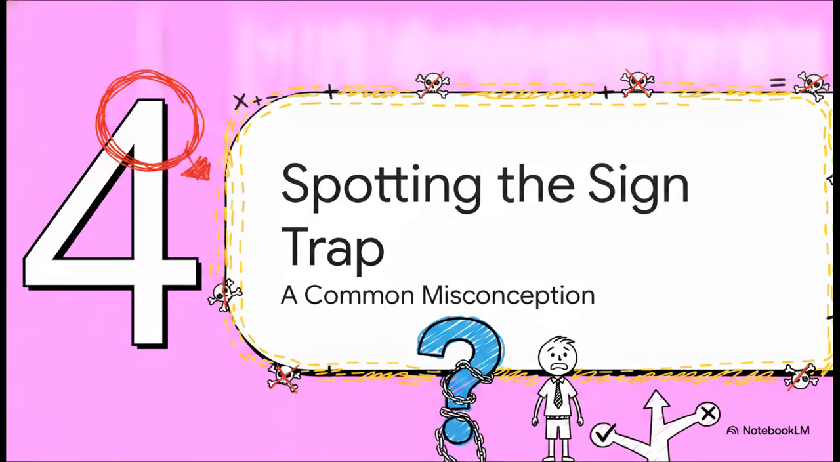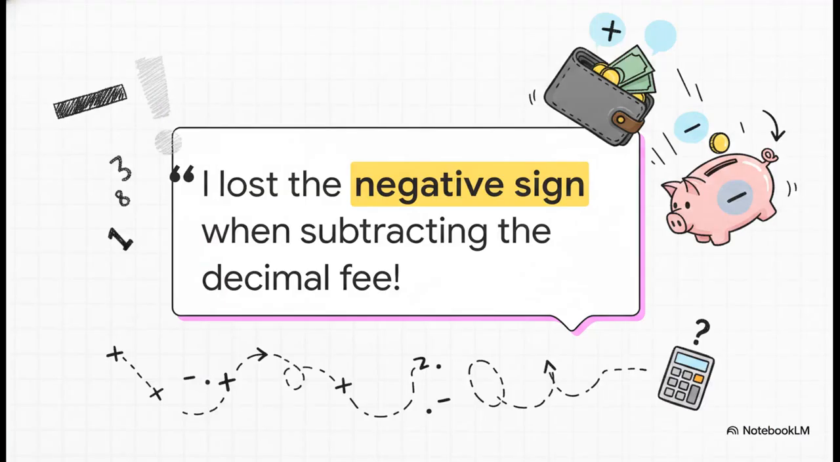Section 4. Spotting the sign trap, a common misconception. So we found the answer, right? But hold on a second. We're entering the danger zone. There's a classic Unit 2 mistake that a lot of students fall for right at the final step of these equations, losing the negative sign when subtracting decimals.